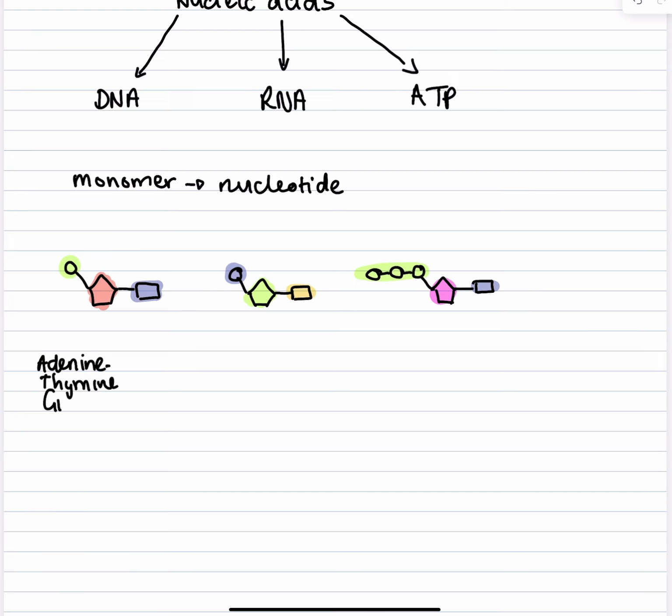RNA is a single polynucleotide strand. So there are not two, just one. However, each nucleotide is still held together by the same phosphodiester bonds. To catalyse the reaction, we need a different enzyme, RNA polymerase. ATP remains as a single molecule. It does not join to other nucleotides, so it is not a polynucleotide strand.